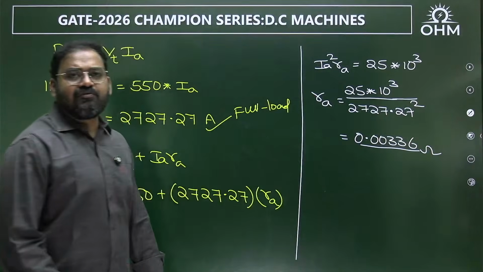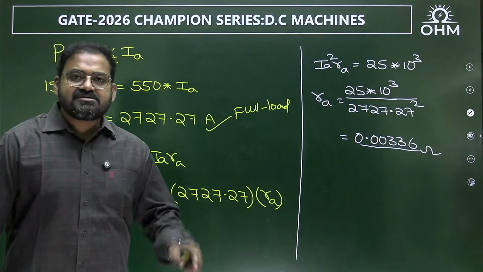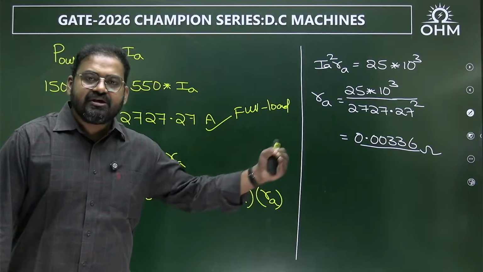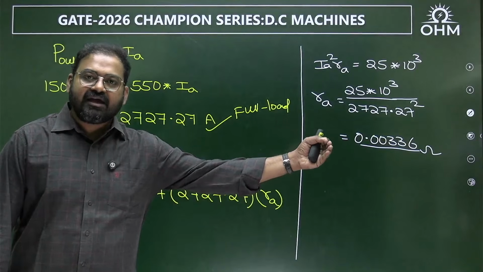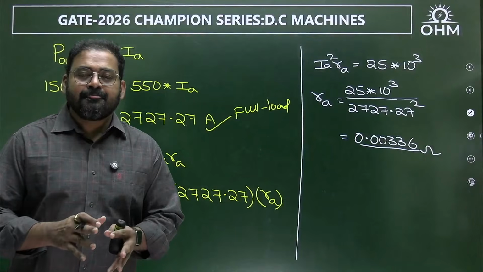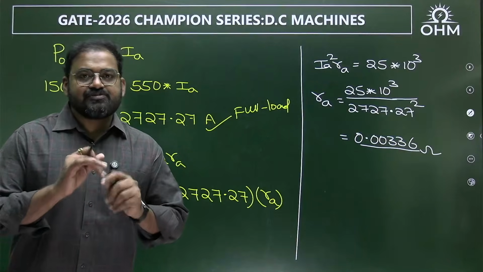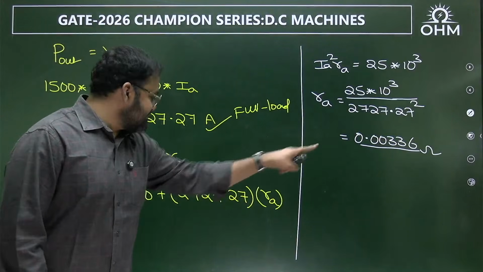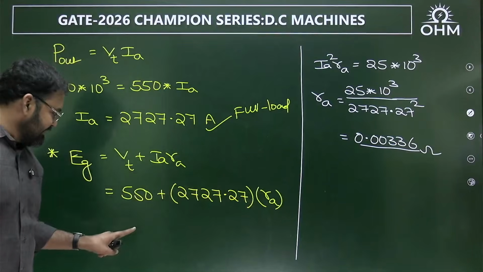0.00336, a very low value. See that? As it is a very small value, maintain as many digits as possible so that we will get an accurate answer. So this is the value of armature resistance. But what's our goal? Our goal is to find out the flux per pole. So now replace that armature resistance here, and you will get the generated EMF.